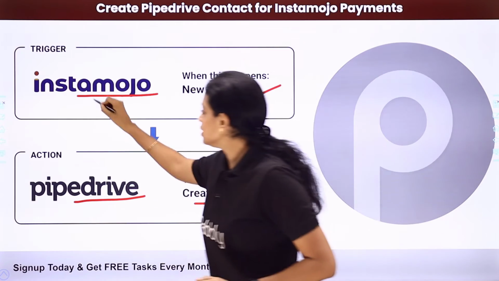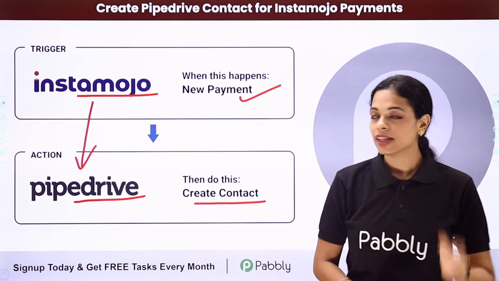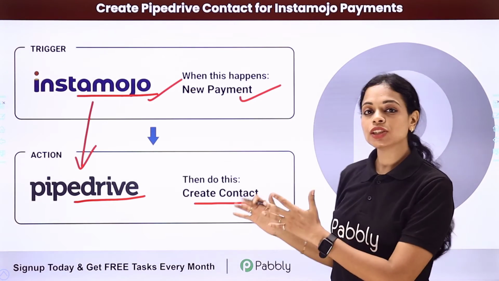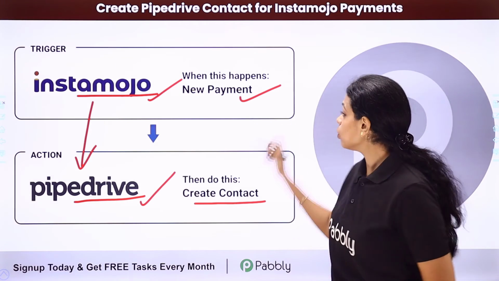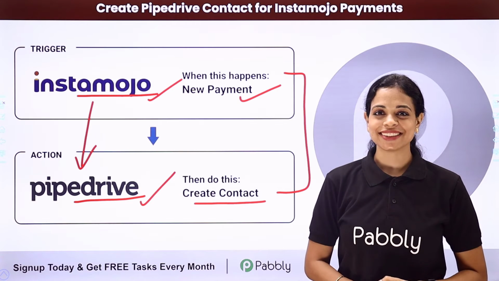For this, you will have to integrate these two applications, and the same can be done using Pabbly Connect software. Here, your trigger application would be Instamojo and your action application would be Pipedrive. Now, how can you do this yourself and automate this entire process? To understand this, let me take you to my screen.